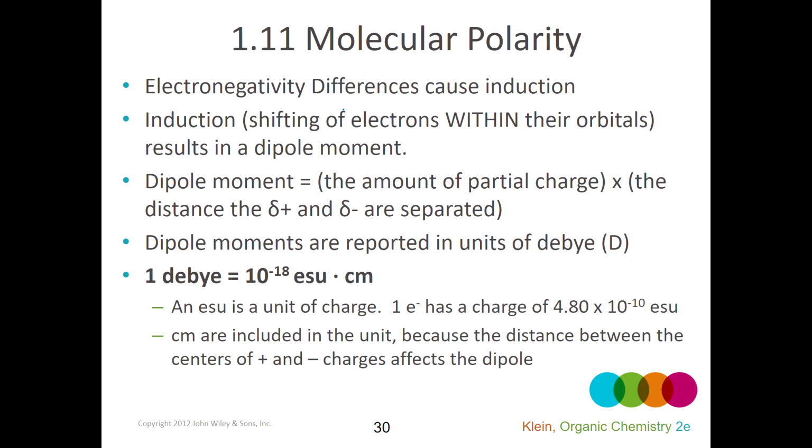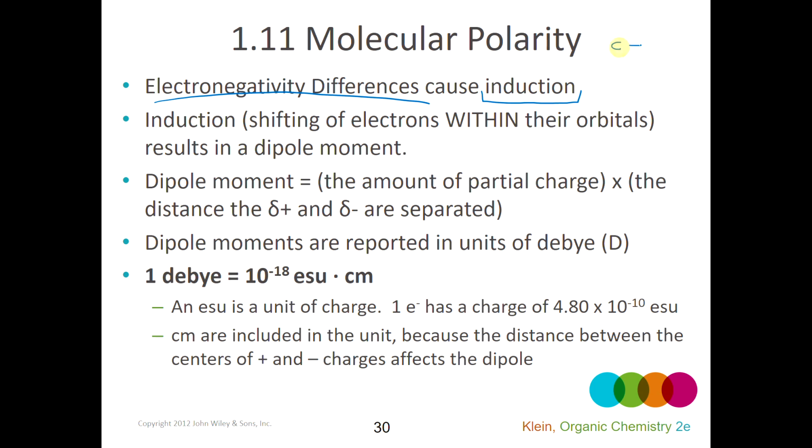So let's talk about polarity. As we were saying last time, we talked about individual bond polarities. Anytime two atoms have some kind of electronegativity difference, that causes what we call induction. Induction is just a fancy word for electrons shifting toward one atom or the other depending on which one's more electronegative. The more electronegative atom is going to attract electrons better, and that shifting of the electron cloud is what induction is.